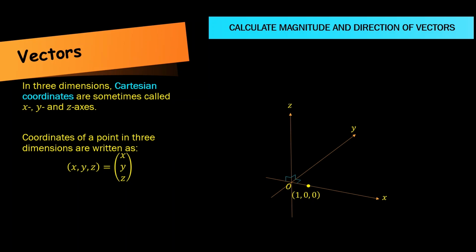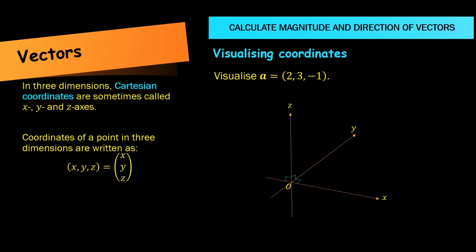The point (1, 0, 0) appears on the x-axis here, and the point (0, 5, 0) appears on the y-axis here, and the point (0, 0, 3) appears on the z-axis here.